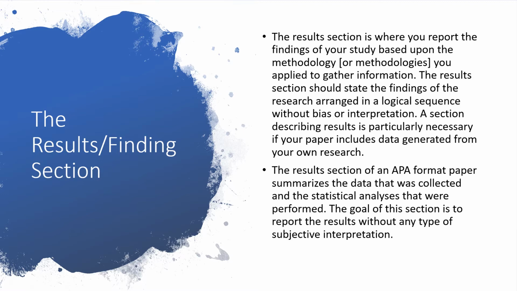The results section of an APA format paper summarizes the data that were collected, it should say, and the statistical analyses that were performed. The goal of this section is to report the results without any type of subjective interpretation. In other words, in our results section, we just give what we found. We don't tell anybody what it means. That's what we'll work on next time, okay?